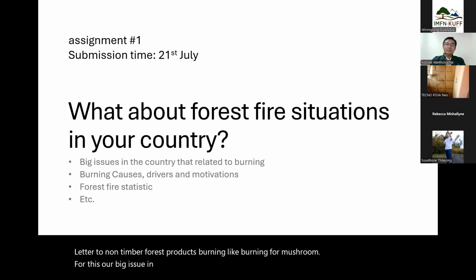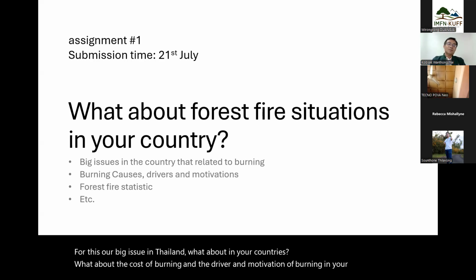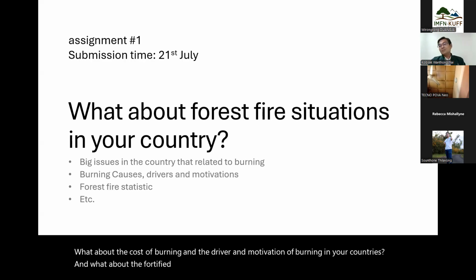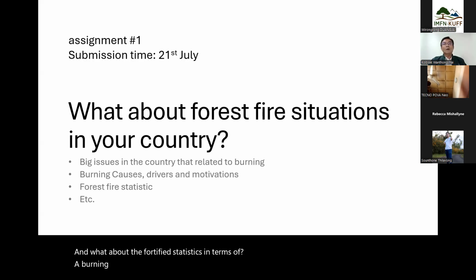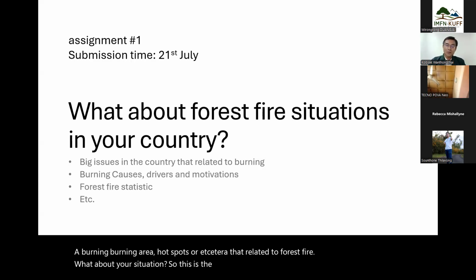What about in your countries? What about the cause of burning and the driver and motivation of burning in your countries? And what about the forest fire statistics in terms of burning area, hotspots, etc. that are related to forest fire? What about your situation? So this is the first assignment for you.